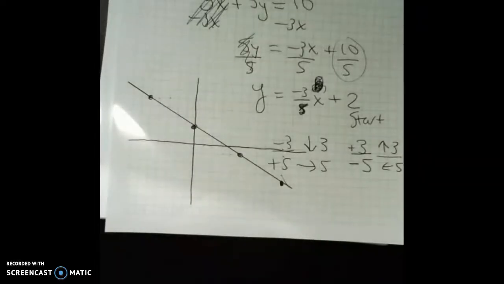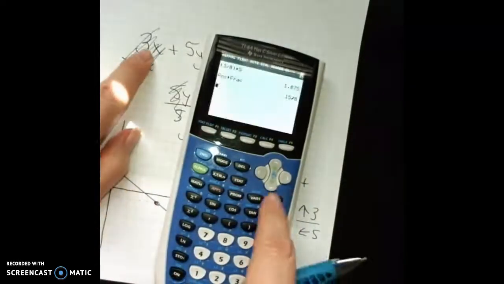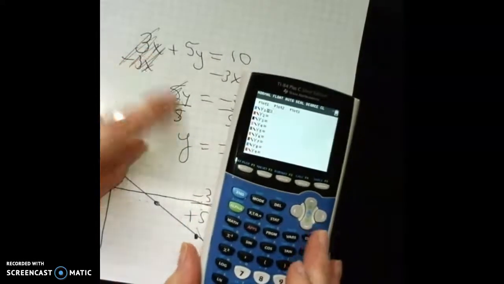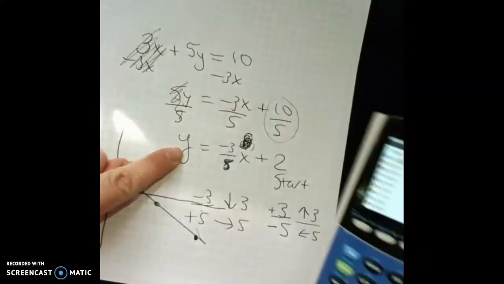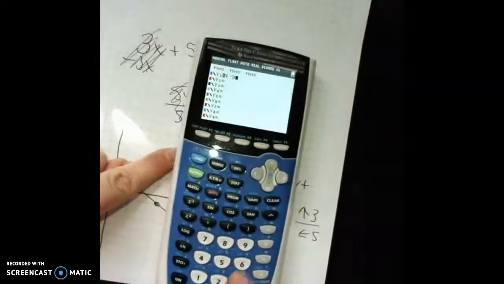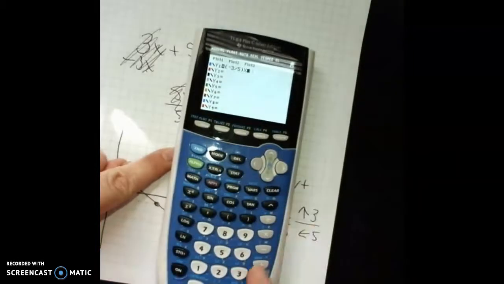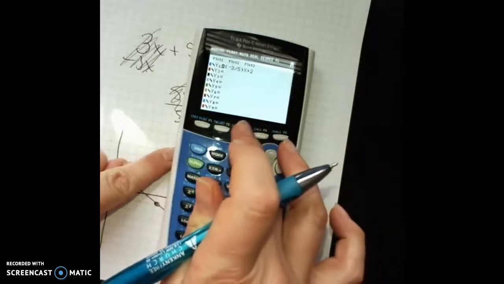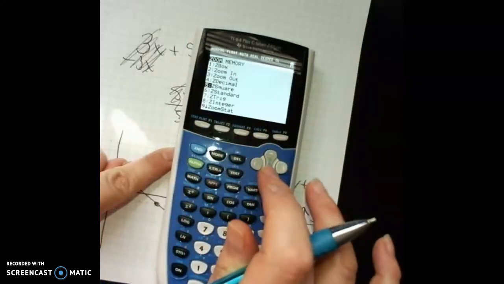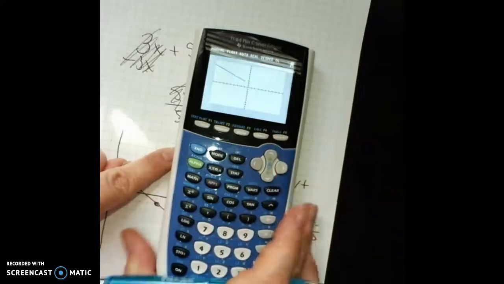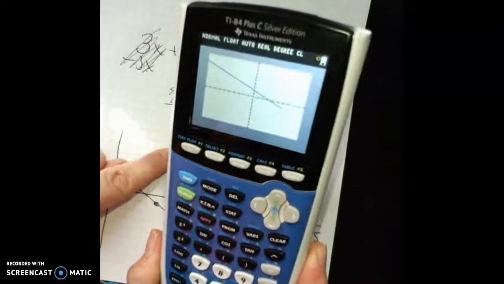Another option is to use a graphing calculator. But you do have to be able to do it by hand too. So you can't just rely on a graphing calculator. If you do a graphing calculator, you have to solve for y. And again, you have to put that in parentheses. So what is it? -3/5, and then x, and then plus 2. And then go to zoom standard so you can kind of get like a 10 by 10 graph. And then if you don't, you can just hit graph. And then you can get your graph that way.